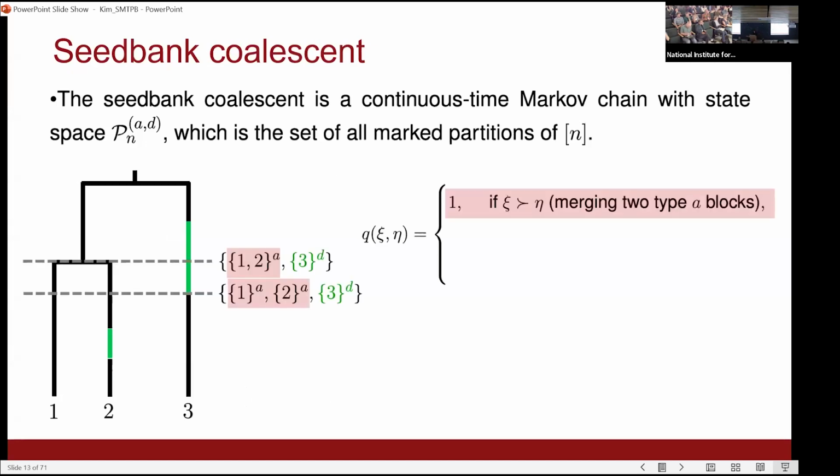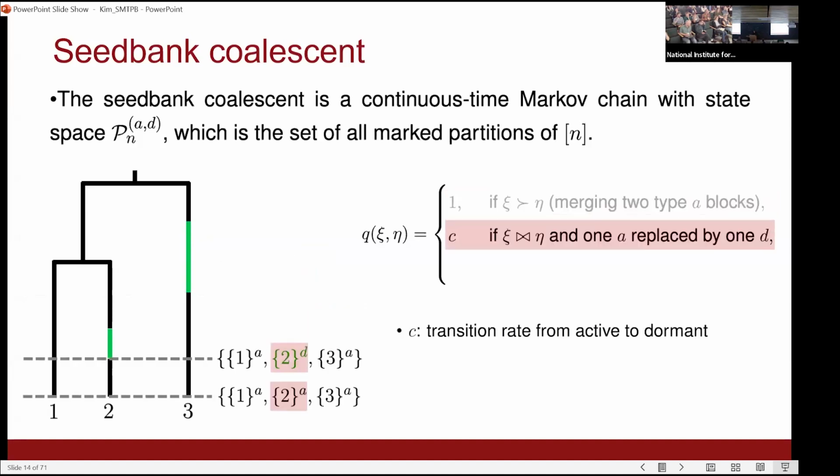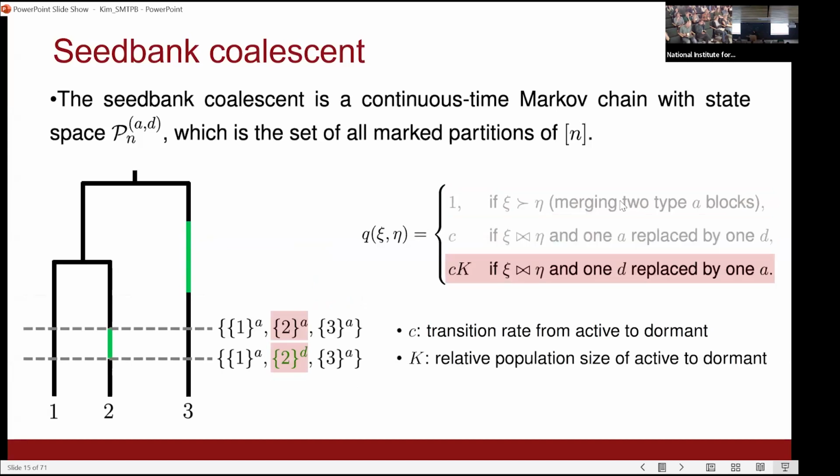In between, there are three possible transitions. Again, time goes backward, from tip to root. One is merging two active blocks: coalescence between active blocks happens with rate 1. Type switching from active to dormant happens with rate C, and type switching from dormant to active happens with rate C times K. This parameterization is so that we maintain a constant population size.